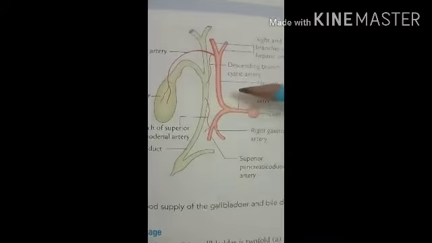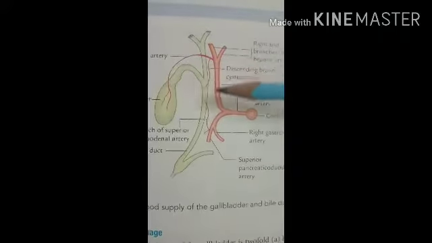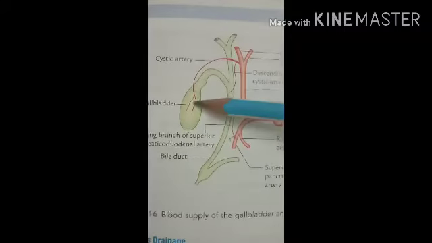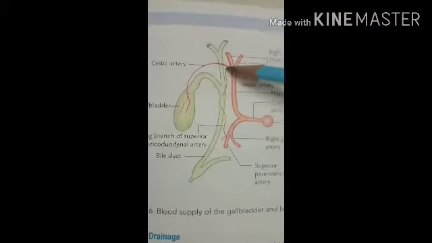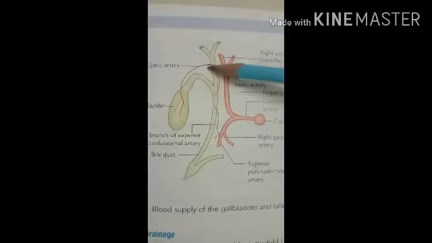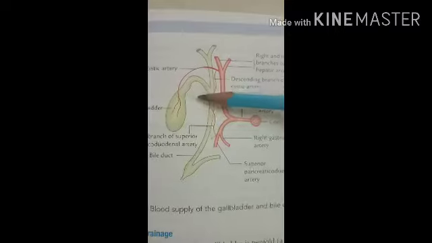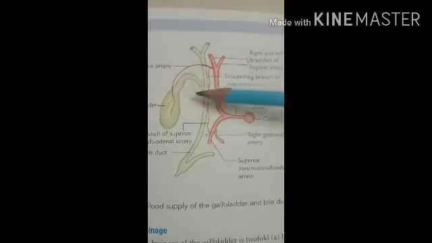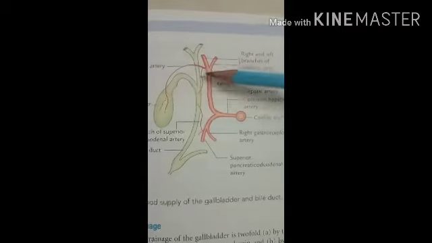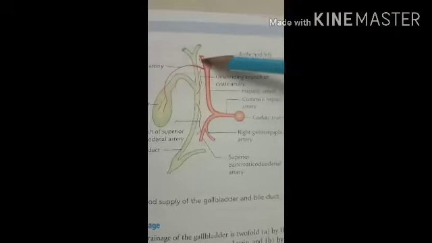So the blood supply of the extrahepatic biliary apparatus. First, that is the cystic artery. So here you can see the cystic artery, it supplies the upper part, that is the cystic duct, hepatic duct and the upper part of the bile duct, and it is the branch of the right branch of the hepatic artery. So here, this one.